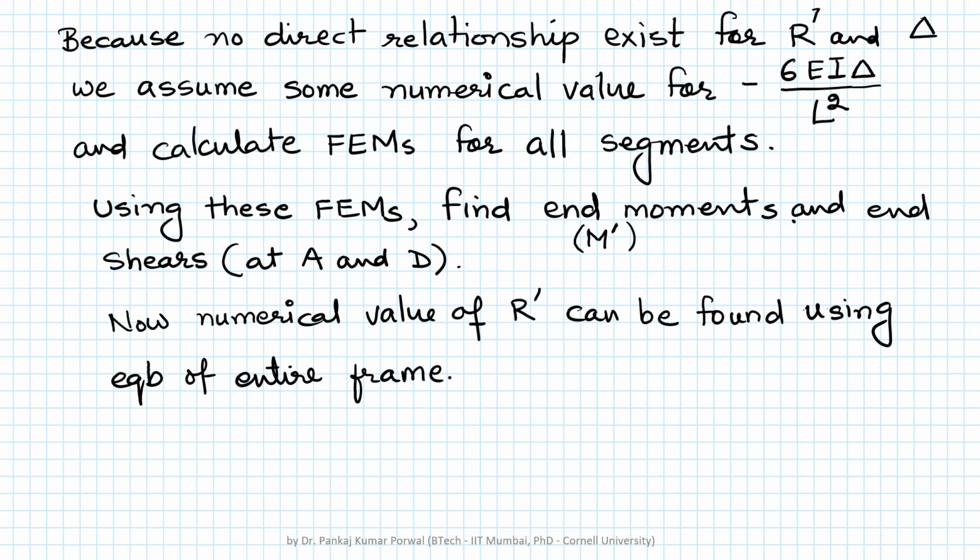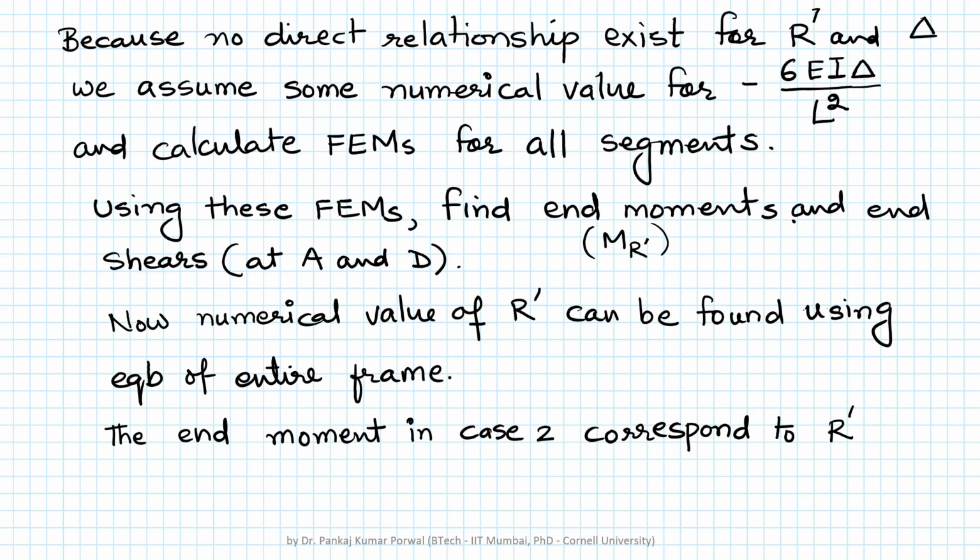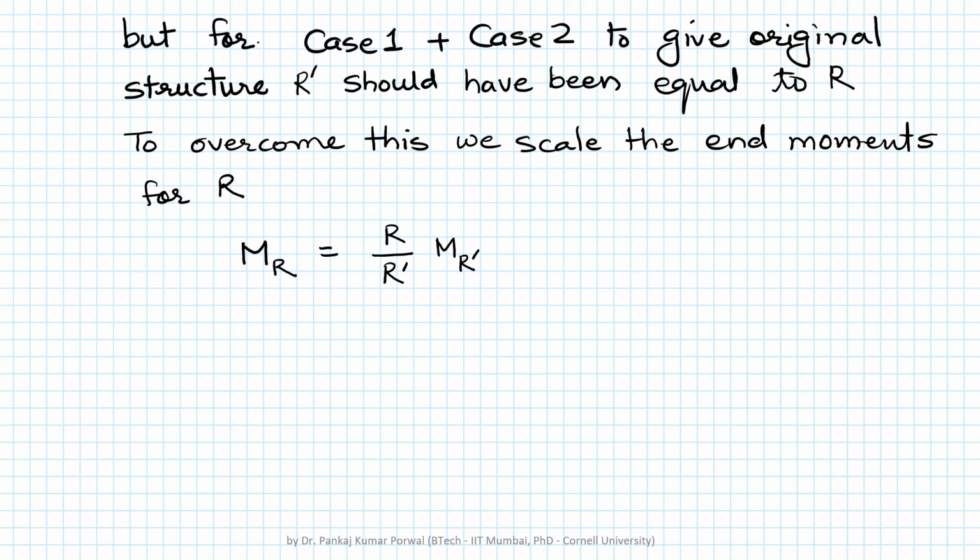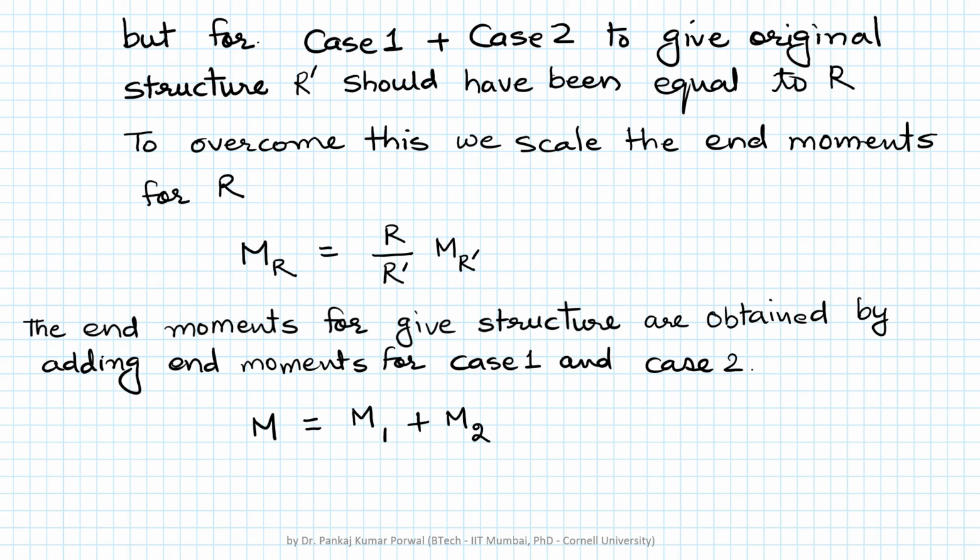So to obtain the corrected end moments, we have to scale the end moments for R, and the scaling is done using this formula where MR will be equals to R upon R dash into MR dash. So in case 2, the scaled end moments will be MR equals to R upon R dash into MR dash. Once we have the scaled moments for case 2, we can find the end moments for given case by adding the end moments for case 1 and case 2.